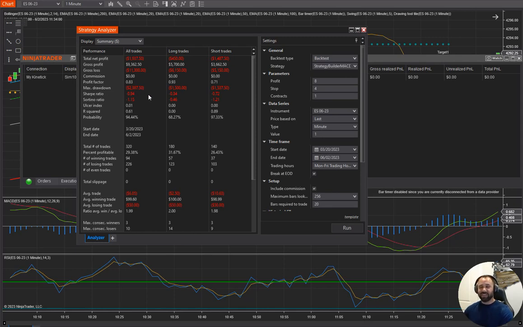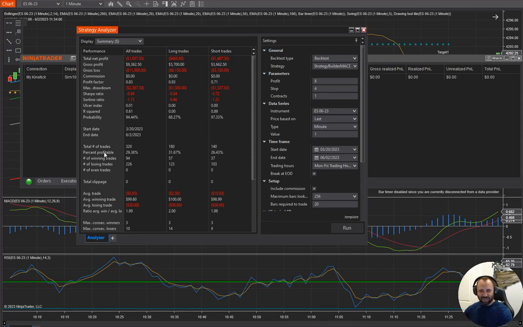Max drawdown. So what this means is, at the most, how far down did I ever get? And at the most, it was negative $2,387.50. So on the positive side, I at least came back, what, $400? So not exactly the best ratio that you're looking for.